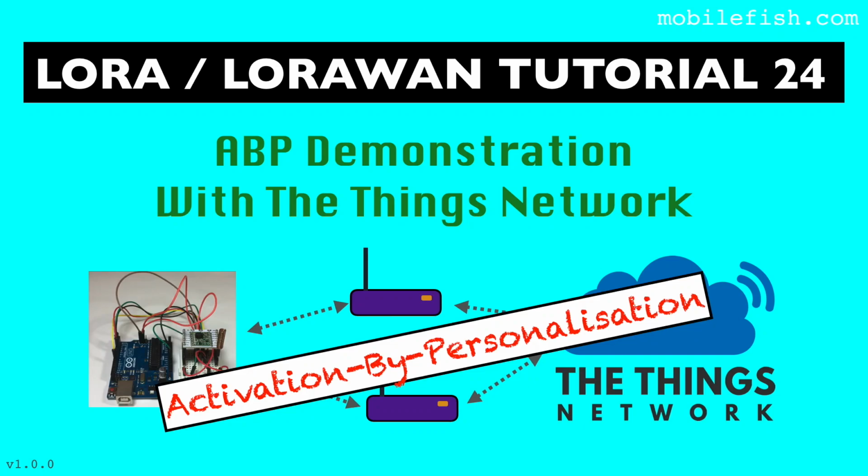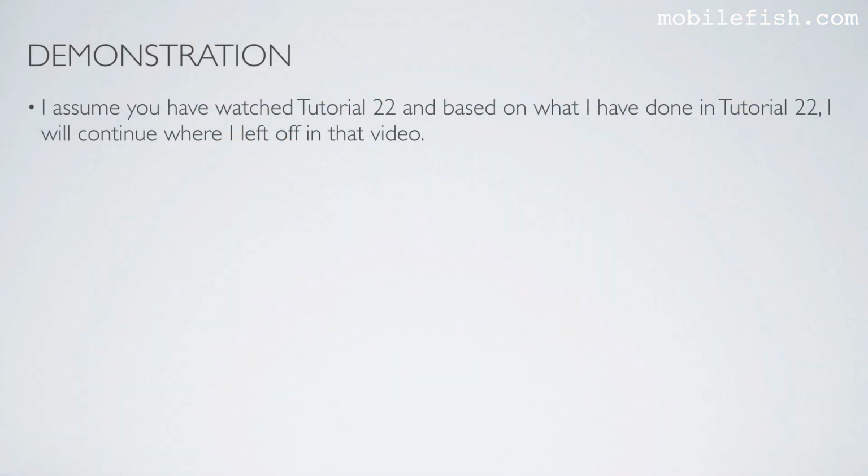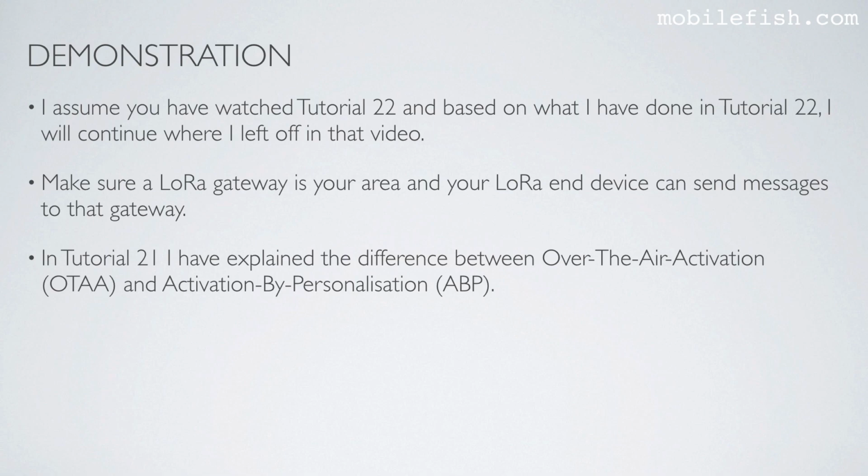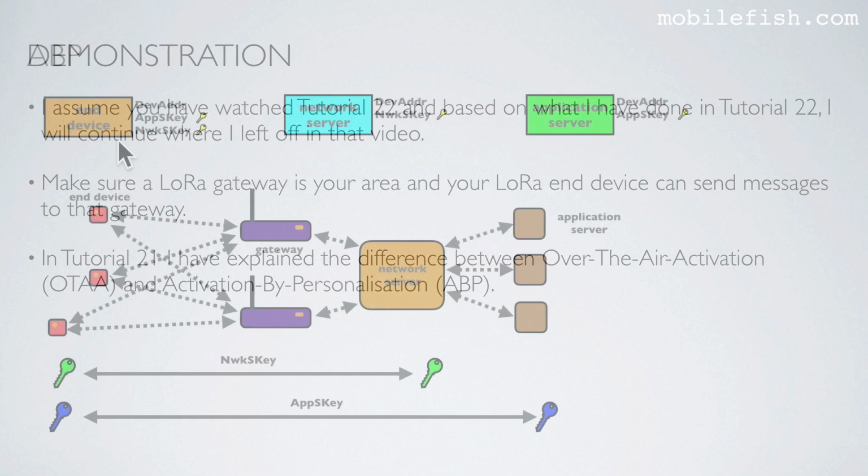In this tutorial, I will demonstrate the activation-by-personalisation method. I assume you have watched tutorial 22, and based on what I have done in tutorial 22, I will continue where I left off in that video. Make sure a LoRa gateway is in your area and your LoRaWAN device can send messages to that gateway. In tutorial 21, I have explained the difference between over-the-air activation and activation-by-personalisation.